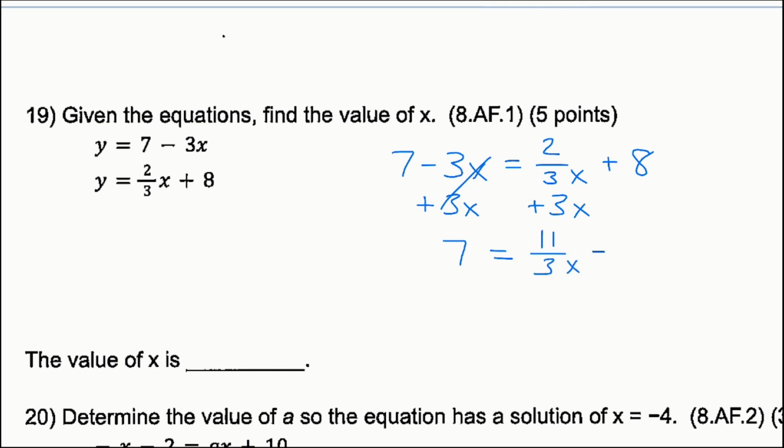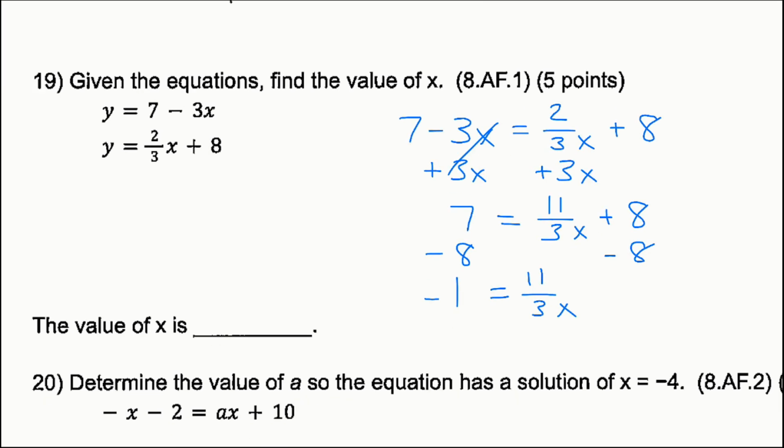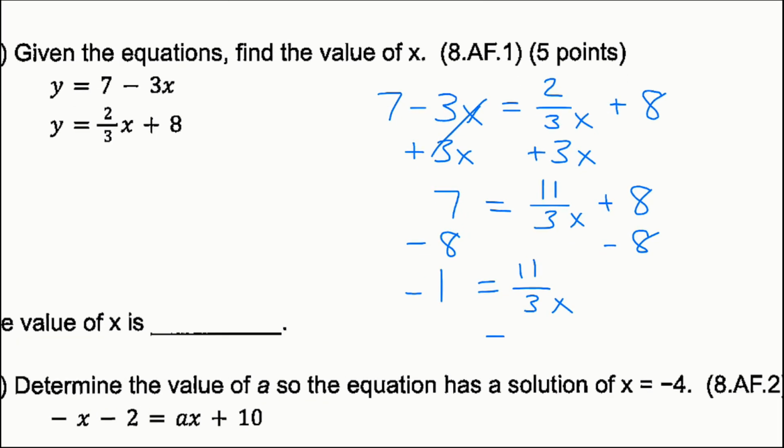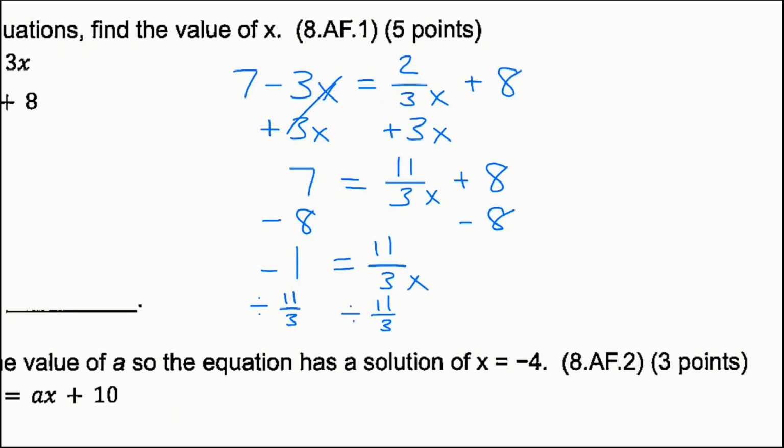From here, so it's being added to 8, so I'm going to subtract 8. I'm going to get negative 1 equals 11/3 x. You can multiply by the reciprocal. What I'm going to do, because I did that on an earlier one, I'm going to divide by the coefficient of 11/3. Negative 1 divided by 11/3 gets me negative 3/11.